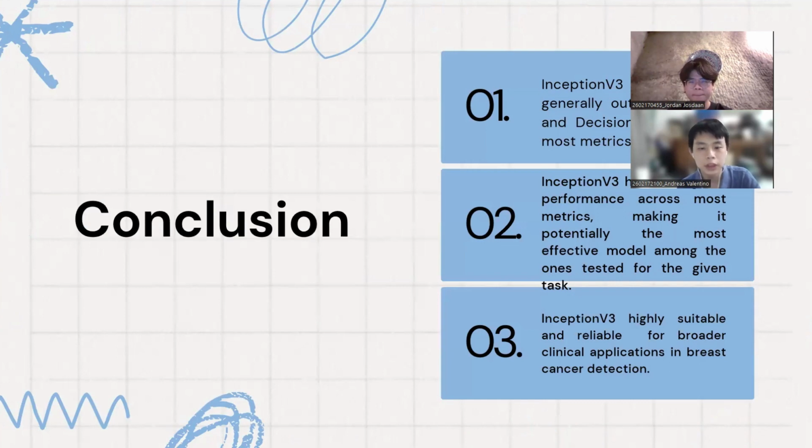Right. From this, we can conclude that, one, Inception V3 and VGG in general outperform the artificial neural network and the decision tree across most metrics mentioned earlier. And secondly, Inception V3 has the highest performance across most metrics, which makes it potentially the most effective model among the ones tested for the given task. And last of all, Inception V3 is highly suitable and reliable for broader clinical applications in breast cancer detection.